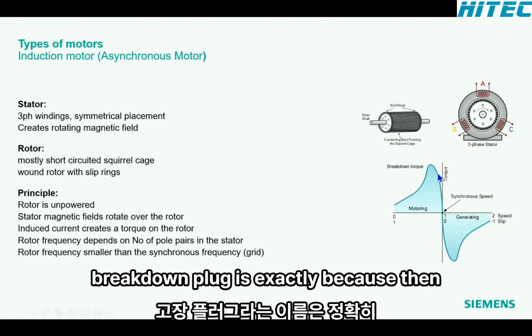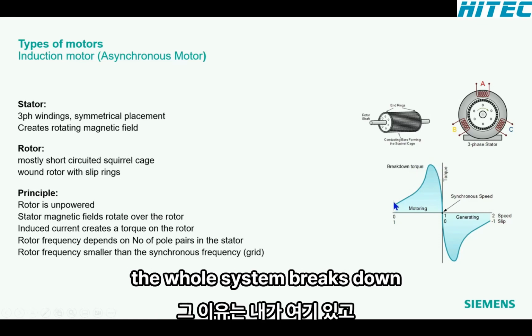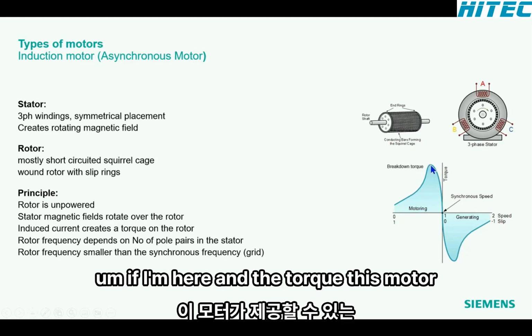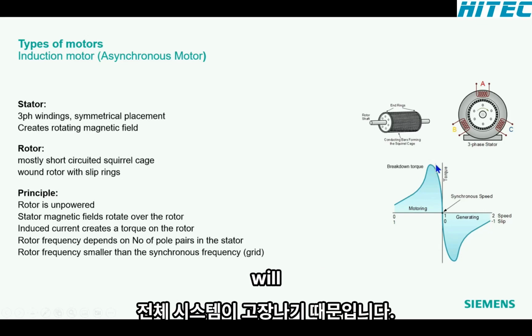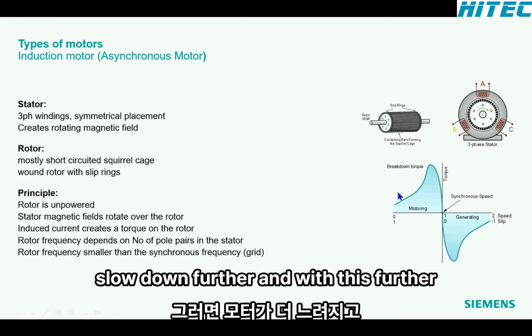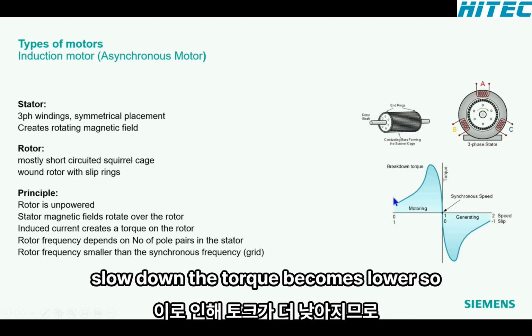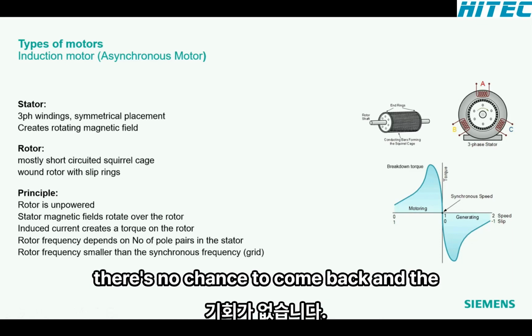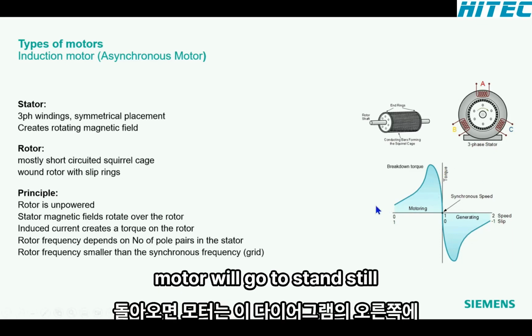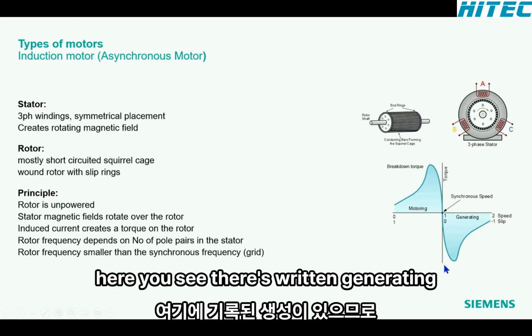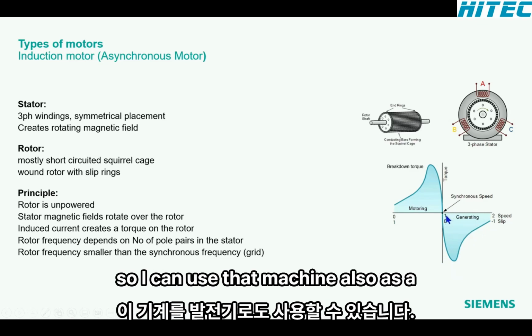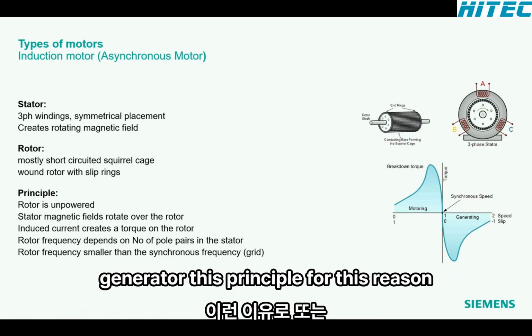And the name breakdown torque is exactly because then the whole system breaks down. If I'm here and the torque this motor can deliver is not enough, then the motor will slow down further, and with this further slowdown, the torque becomes lower, so there's no chance to come back, and the motor will go to standstill. On the right-hand side of this diagram, you see there's written generating, so I can use that machine also as a generator, this principle.